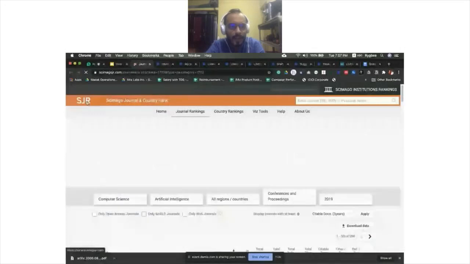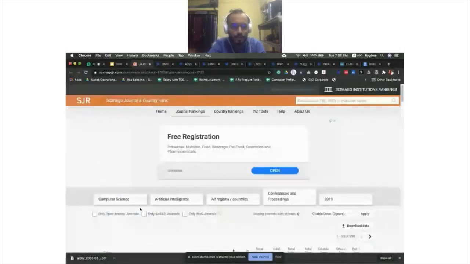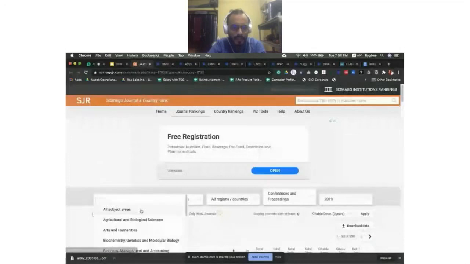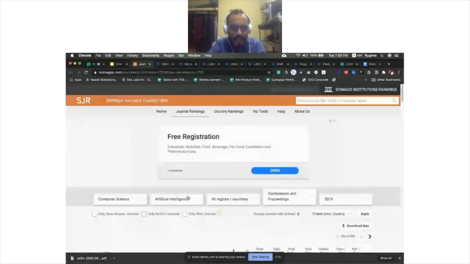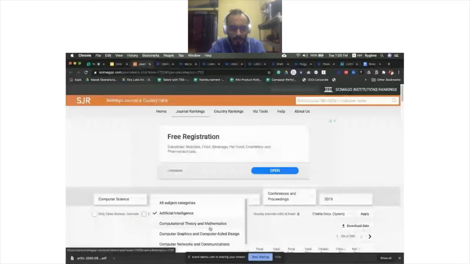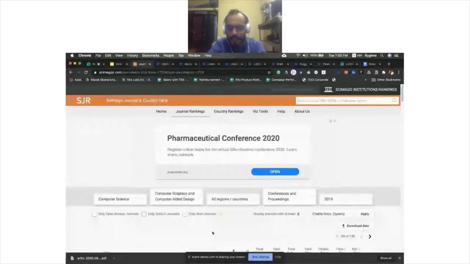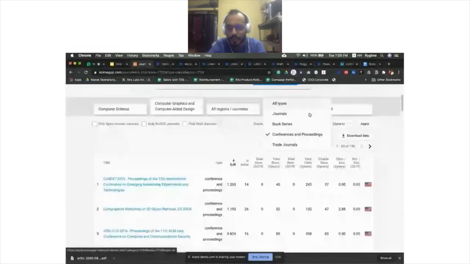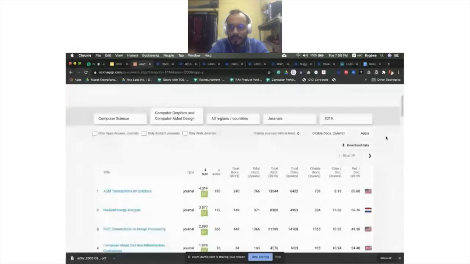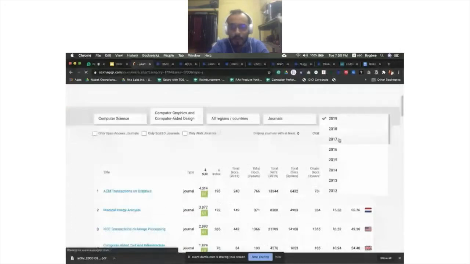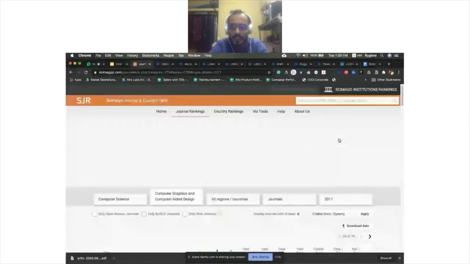So this is the SJR ranking. What you can do is choose your particular area. Let's say my area is computer science, and I can choose a particular subdiscipline of computer science. Then I can choose whether I am interested in the top journals or the top conferences, so let's say journals. And then I can choose since when I want to look at how popular each journal is. Let's say from 2017 onwards.